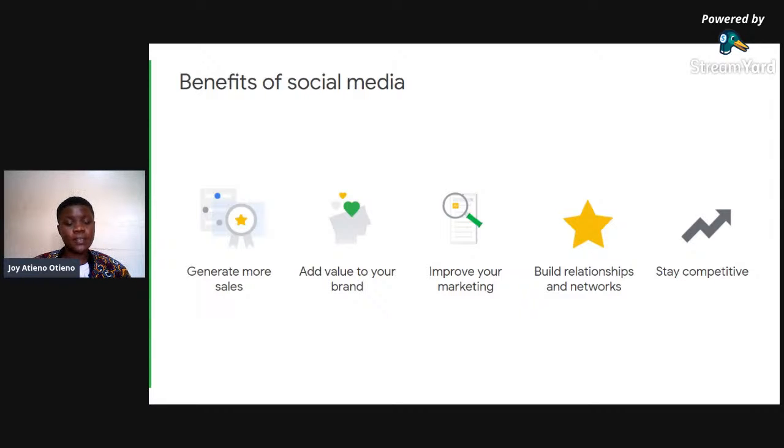You are able to generate more sales. You are able to add value to your brand through responding quickly to customers' queries. You are able to improve your marketing strategy. You are able to build relationships and networks, and then it helps you to stay competitive.